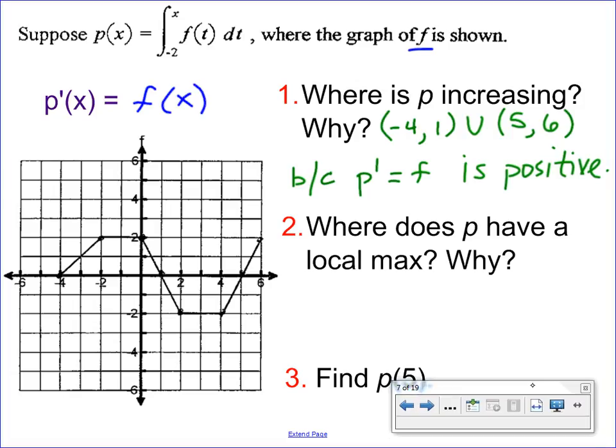Good. In this case, where does p have a local max and why? Again, I'll ask you to tell your partner, and then be ready to share a reason as well. Calculus justification.